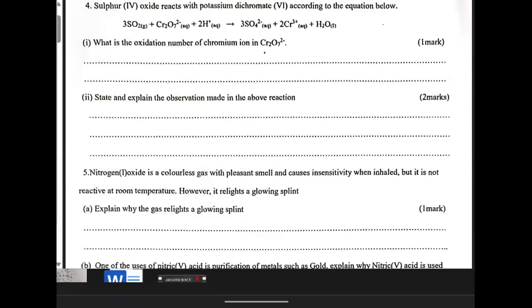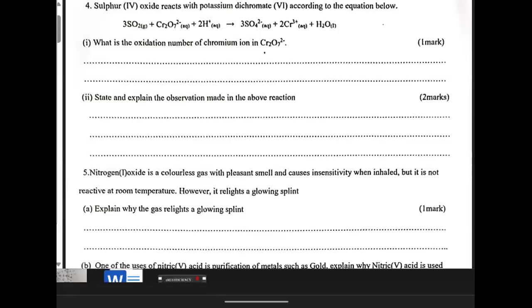I move to the other question. Nitrogen 1 oxide is a colorless gas with a pleasant smell and causes insensitivity when inhaled, but it is not reactive at room temperature. However, it rekindles a glowing splint. Explain why the gas rekindles a glowing splint.